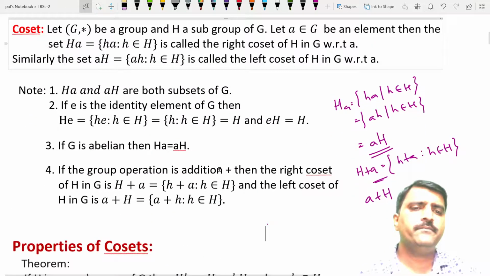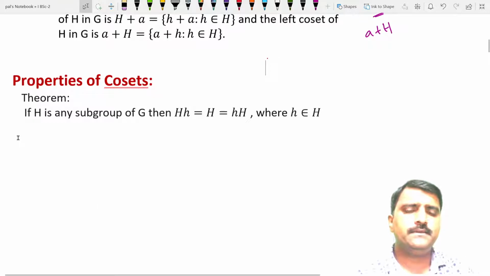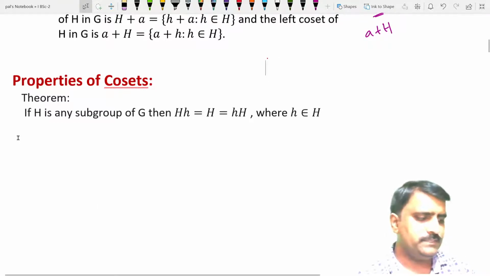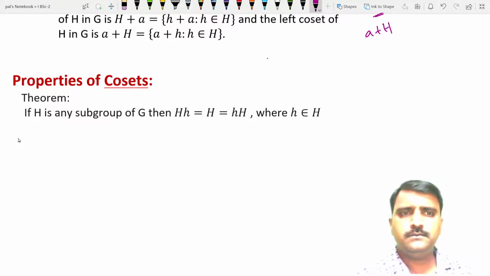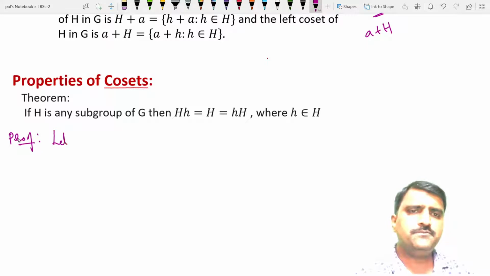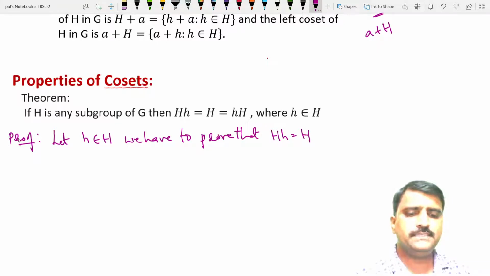So to prove this property, let us take one element from H. Let h belong to H. We have to prove that Hh is equal to H.